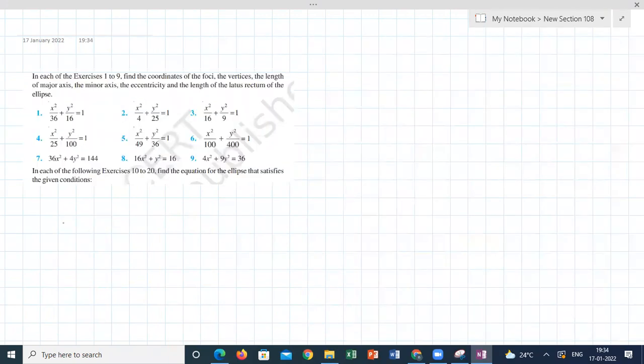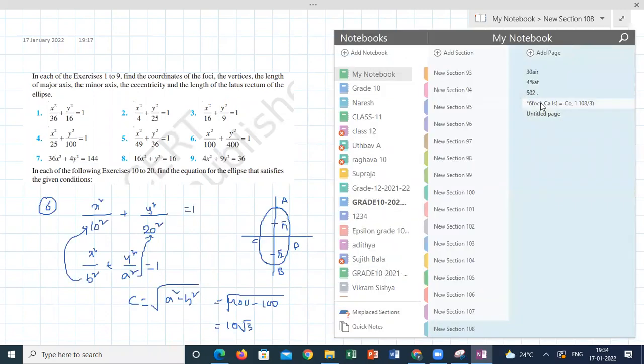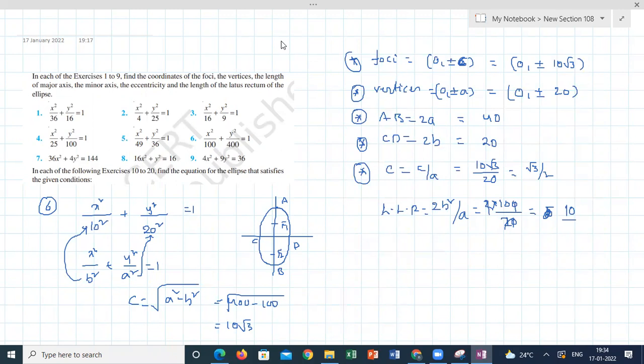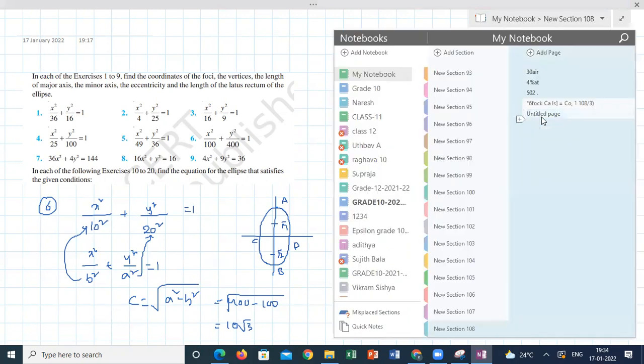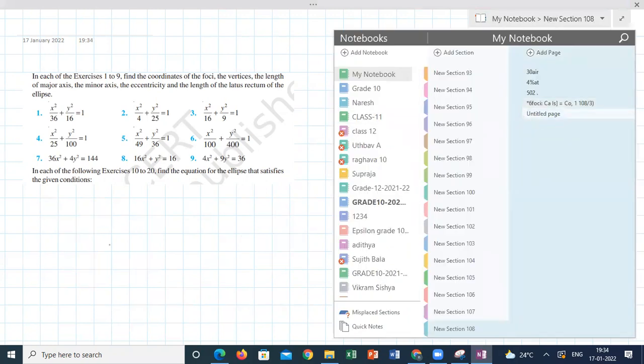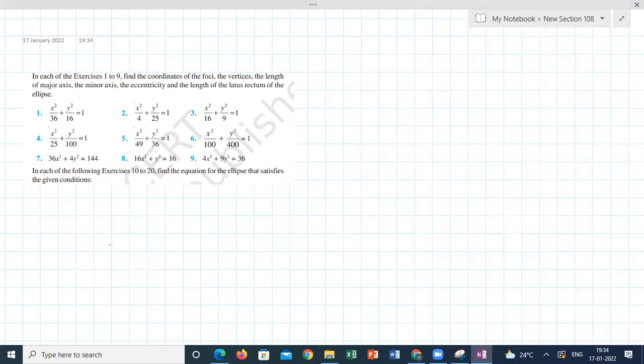Sir, can you show the previous problem? This one? Yes, sir. The last one. Yeah, please. 6 parameters came, anything we missed? Yeah, 6 came. Okay, sir. Seventh question. It is not in the standard form, just converting into standard form is the only difference between the previous questions and this one.